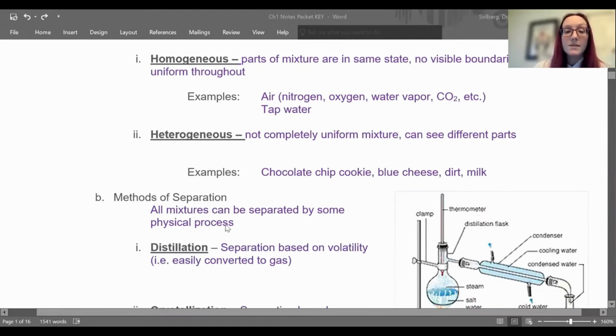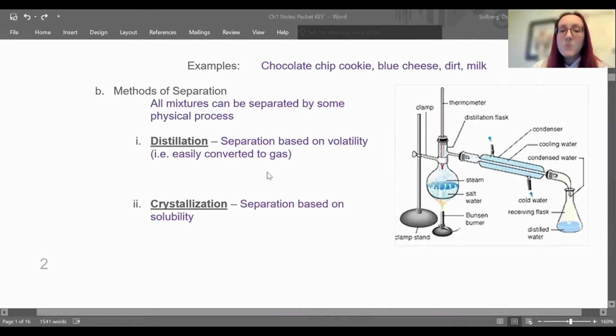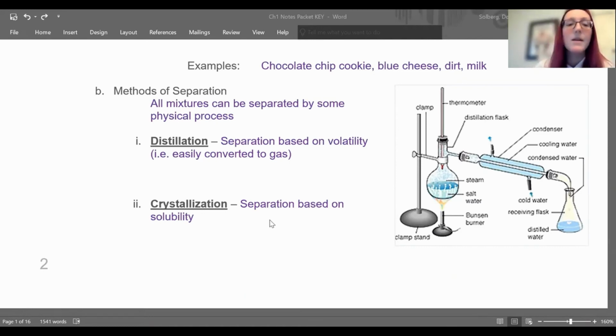So all mixtures, this includes homogeneous or heterogeneous mixtures, can be separated by some type of physical process. Note I said physical process here, not chemical process. So I should be able to separate a homogeneous or a heterogeneous mixture into its parts, either by pulling them apart, or sometimes it's a little bit more complicated than that. Two other ways to separate a mixture would be distillation. So you've probably heard of distillation before, right? If you get distilled water, how did that happen? Well, it actually is a method of separation based on volatility.